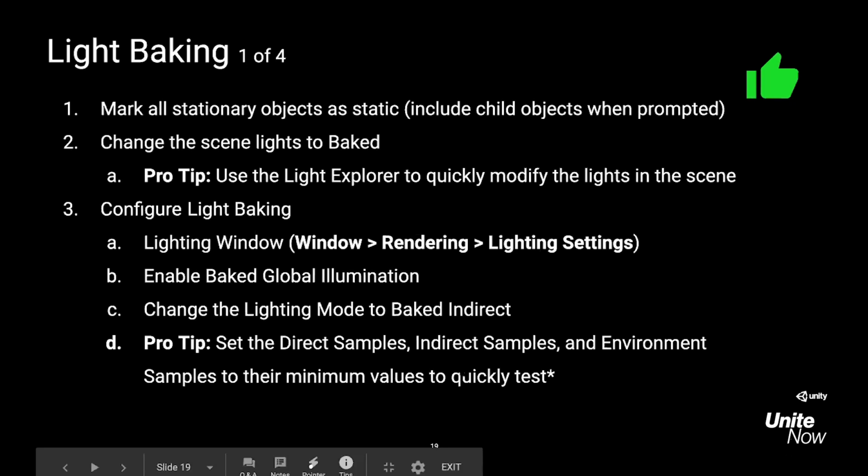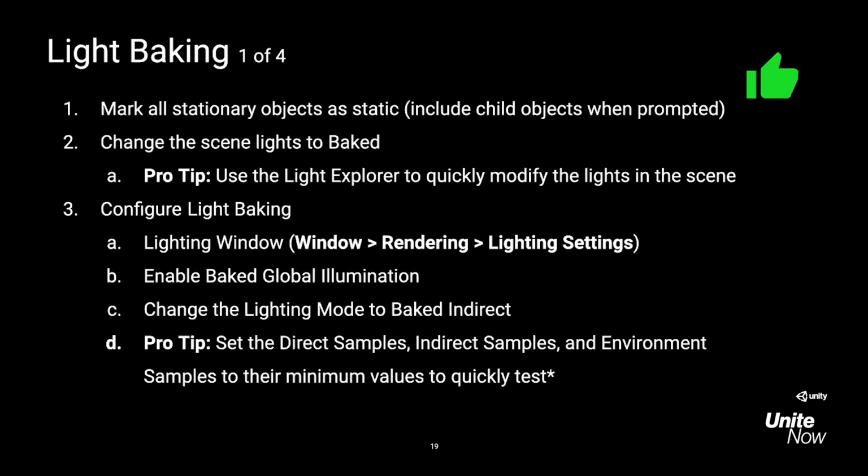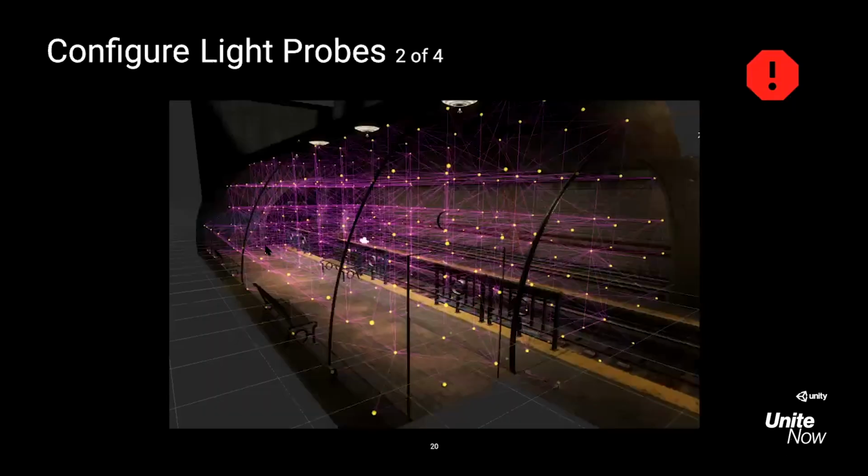One thing I want to call out with this last pro tip here, as I mentioned, we can reduce the number of direct samples and indirect samples to quickly test. The thing that you'll want to remember, though, is before you go into production, that you boost those values back up, right? Once you have everything set in your scene, you want to bring those values back up, then you'll just get the highest quality lighting that you can have in the scene, which is great. So let's go ahead and continue on to the next demo here.